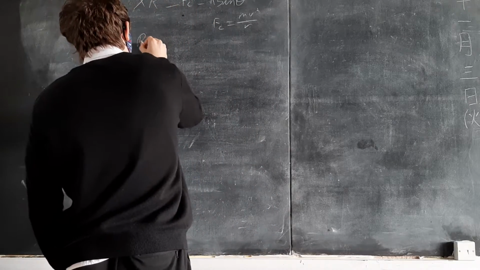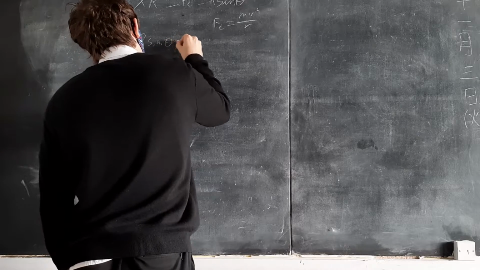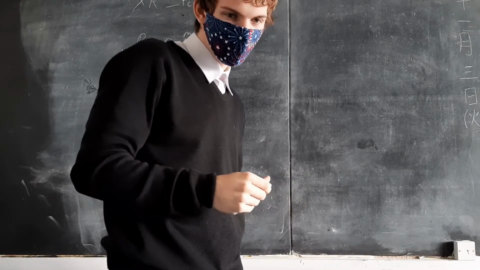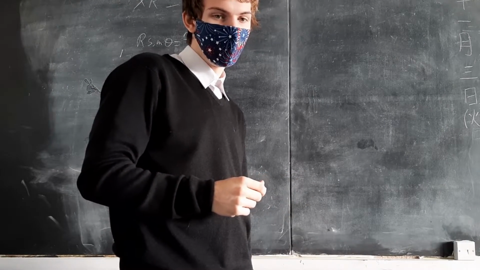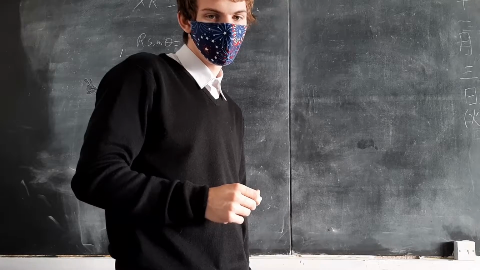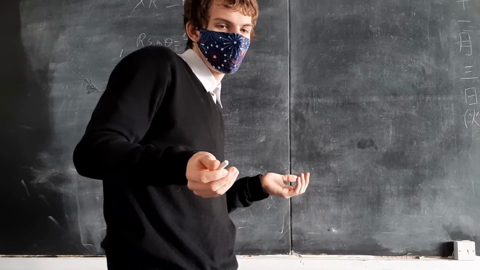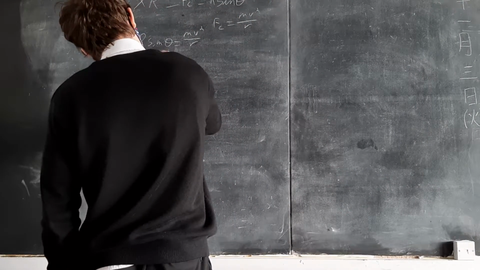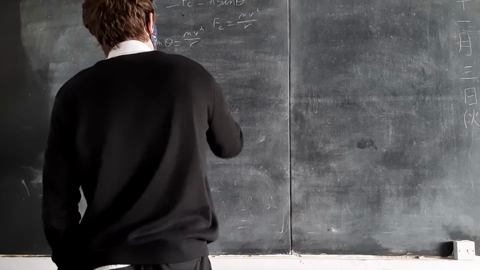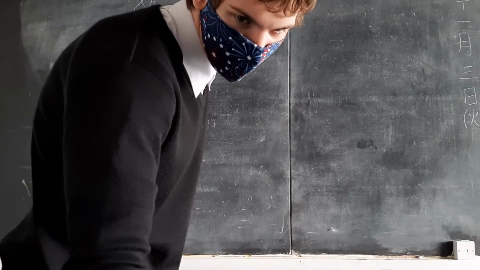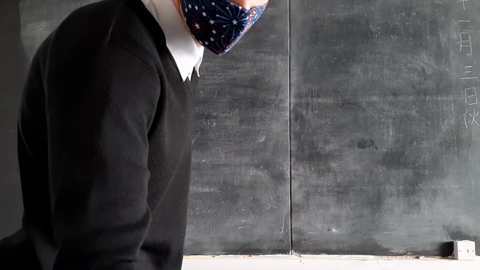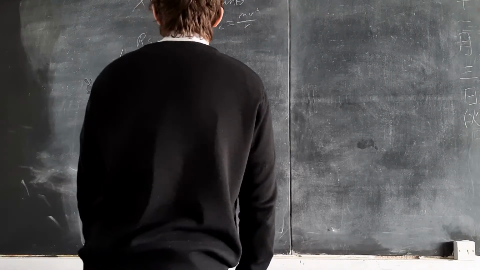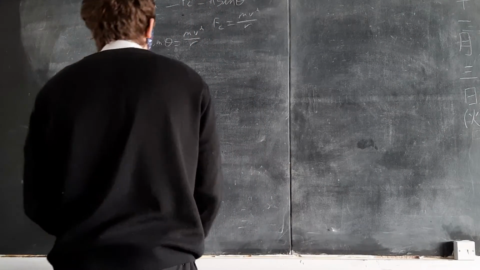Anyway, so that means R sine theta equals v squared over R. Find the angle of the slope given v, R, and g. So we just rearrange this. Oh wait, what am I doing? I've not left enough space.